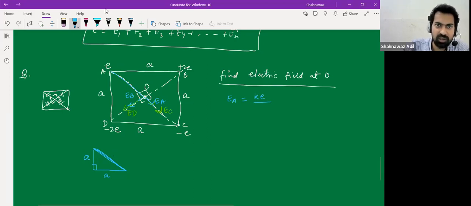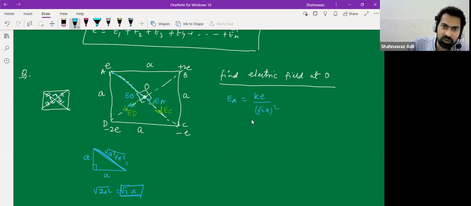Yes, what did you say, Aisha? The root of a squared plus a squared, right? So this would be root 2a squared, so root 2a. Did you say root 2a? Because I can't hear you properly. So this would be root 2a, right?